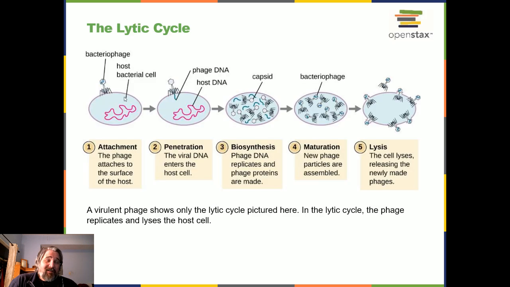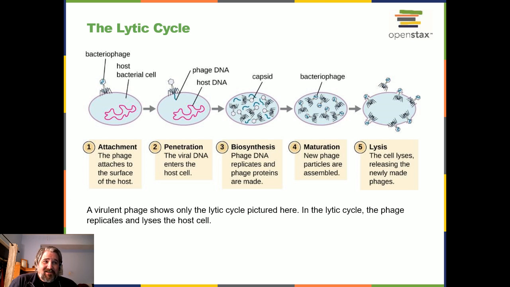Okay, so let's look at the lytic cycle and the bacteriophage. So first step is attachment. The phage has to have a way to attach to the surface. It'll use these fibers here and these tail pins here. And then following the attachment, penetration, where it essentially injects its DNA into the host cell. At this point, the biosynthesis begins, so the phage DNA replicates, phage proteins are made, and then the maturation, new phage particles are assembled, and the viral genome is packaged. Then, following that is lysis. The cell lyses, releasing the newly made phages.